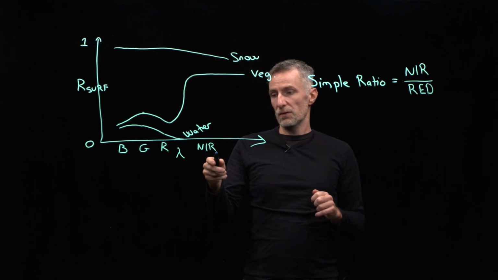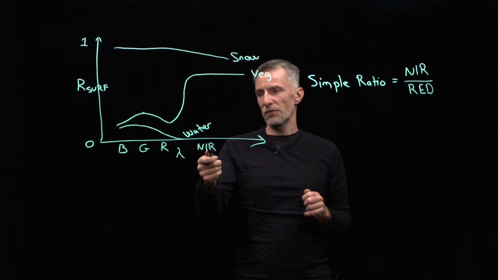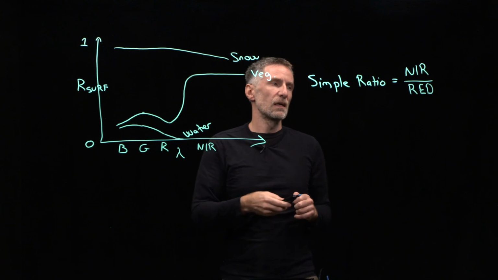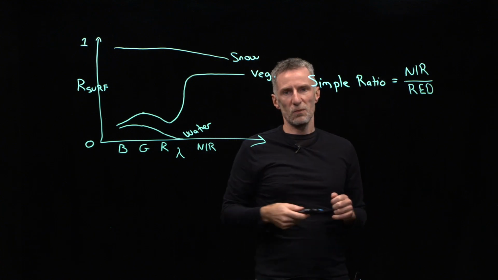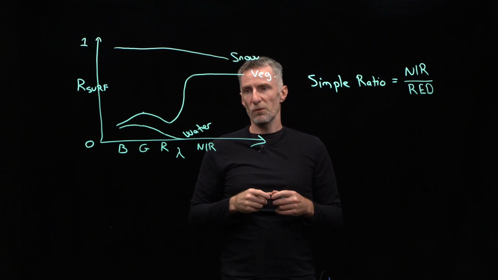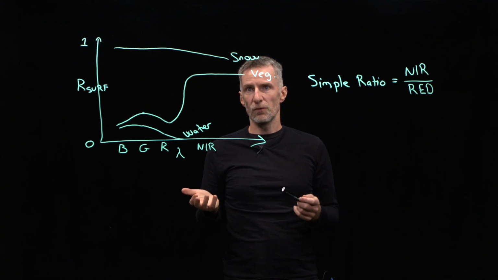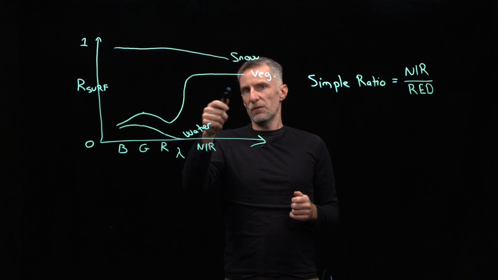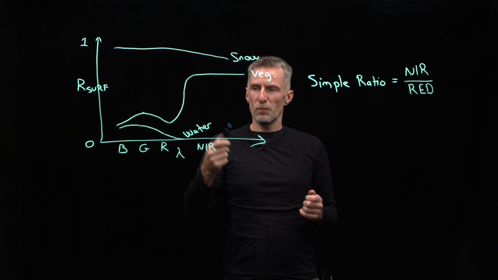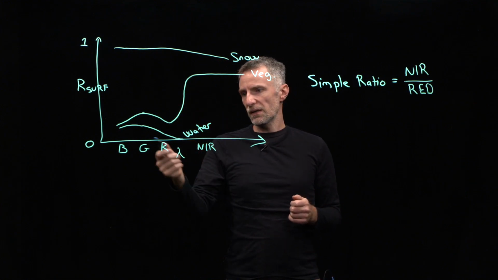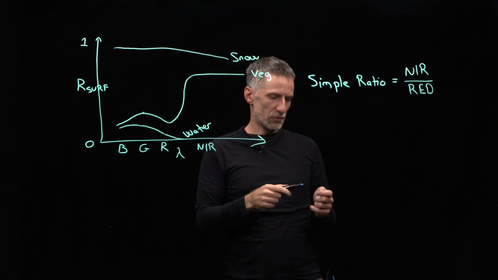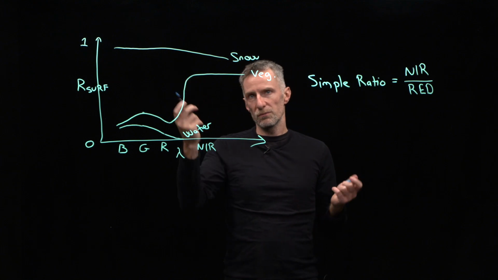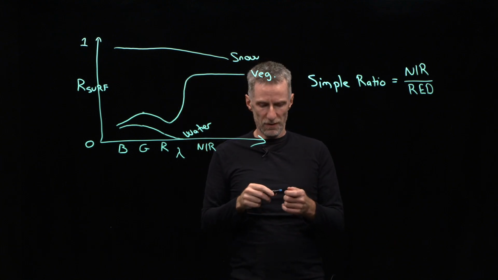Water has close to 0 reflectance in the near infrared and low but not near 0 reflectance in the red. So we would get close to 0 divided by something that's a lot larger than that. So we would get a simple ratio of around 0 for water. And if we look at vegetation, if we imagine vegetation has reflectance of 50% in the near infrared and 10% in the red, we'd get a simple ratio of 5. So that's a pretty big difference between 0 for water, let's say 1 for snow, and 5 for vegetation.